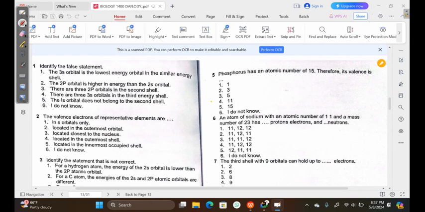True, right? The number in front indicates the energy shell in which you are in. So if there's 1s, it means that you are in the first shell. 3s means that you are in the third shell. Do you need an explanation on this whole thing? Anyone who is behind? The correct answer here is option 4, by the way.